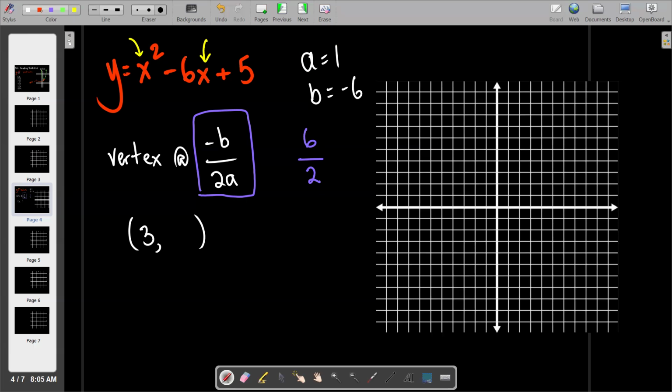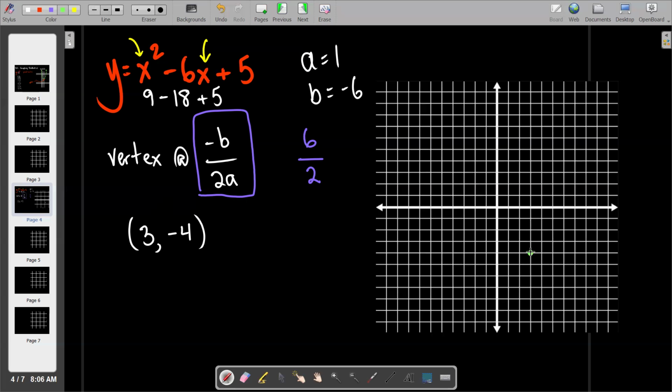If I change this first x into 3, 3 squared is 9. And then in the second part, what's 6 times 3? So I have 9 minus 18 and then plus 5. And what's 9 minus 18? And what's negative 9 plus 5? That's huge. So we now know where to start the graph. We're going to go to the point 3, negative 4, and put our first point. So that means right 3, 1, 2, 3, down 1, 2, 3, 4.